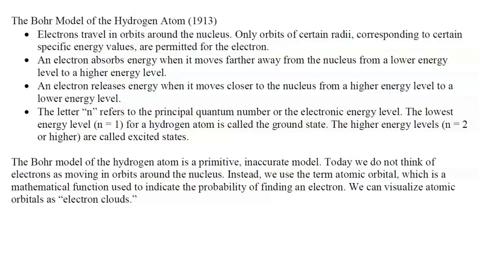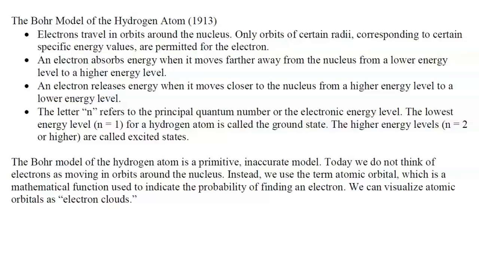The letter N refers to the principal quantum number, or the electronic energy level. The lowest energy level for a hydrogen atom, N equals 1, is called the ground state. The higher energy levels, N equals 2 or higher, are called excited states. And while the Bohr model of the hydrogen atom is important to study, it is a primitive, inaccurate model. And today, we do not think of electrons as moving in orbits around the nucleus.